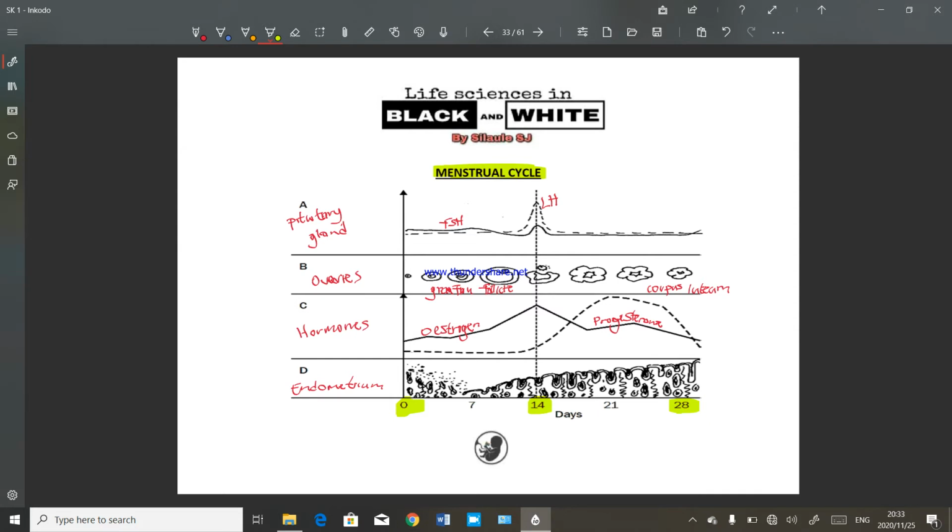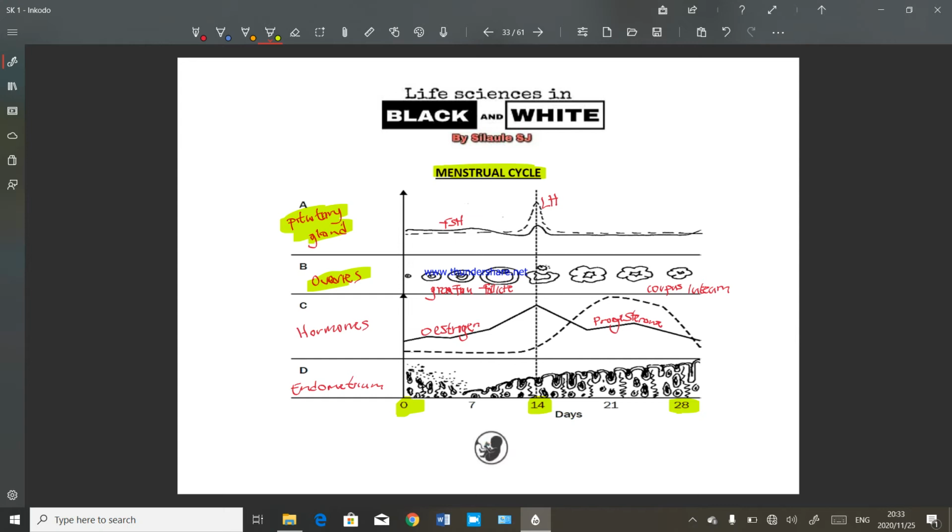So we'll be looking at how these hormones influence the ovaries and the endometrium. The hormones are secreted by the pituitary gland, and some are also secreted by structures in the ovaries. Then we'll be looking at their effect in terms of the ovaries and the endometrium.